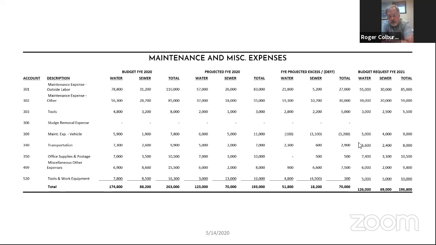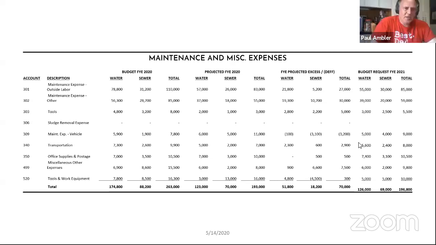The next line item, 303, is just hand tools, and we try to keep it in line with where we're projecting, or in between what we previously budgeted. But we do have failures on hand tools, and we have lost tools, and we periodically have to make those replacements. That's where that comes out of.